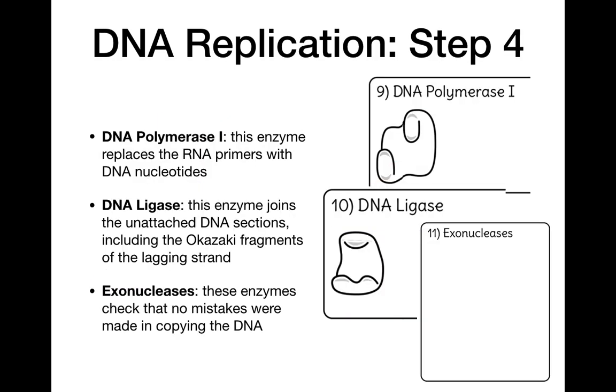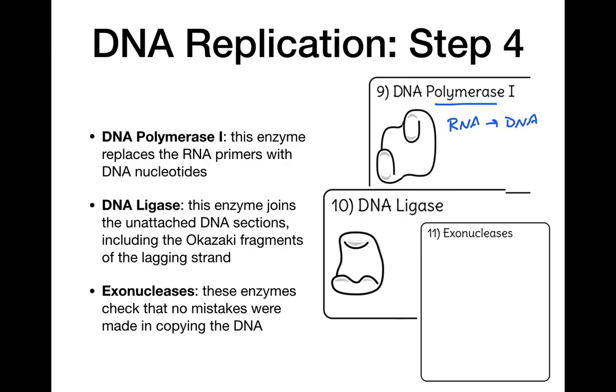Okay, replication step 4, we have DNA polymerase 1, and this is the next DNA polymerase that's going to come along, and those RNA primers that were set, it's going to replace those with DNA. So the RNA little bits that were there, it's going to replace them with DNA.